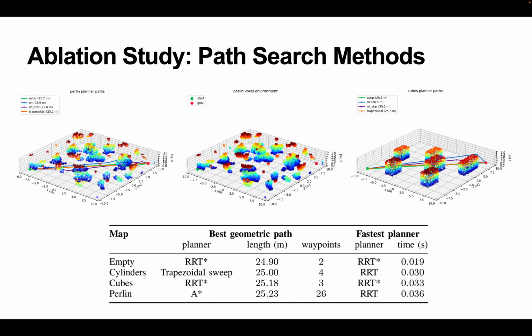Next, we compare different path search methods. We tested A-star, RRT, RRT-star, and trapezoidal sweep in different environments, including empty, cylinder, cube, and Perlin noise maps. All methods were able to reach the goal, but the shortest path and fastest planner depended on the environment. This shows that the front-end planner should be selected based on the map structure and computation requirements.